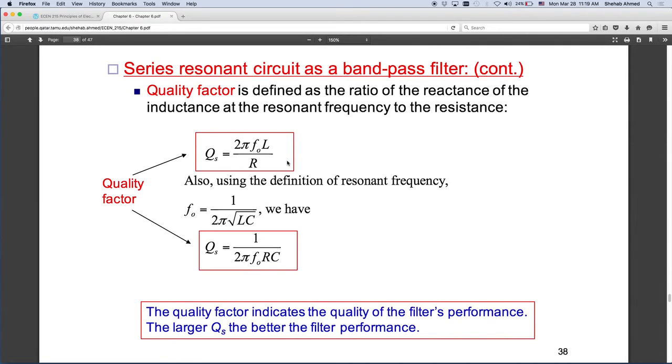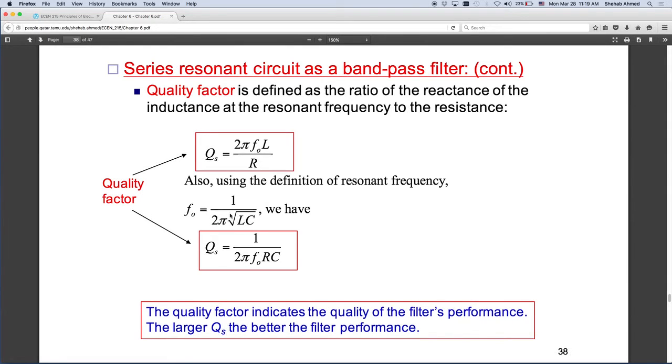Let me get back to the physical definition of it. But for now, we will define quality factor as the ratio between the reactance of the inductance at the resonance frequency to the resistance. Why the resistance? Mainly because it's what we have at the output. Okay? And then, if you solve for L here, you get L in terms of the resonant frequency and C, right?